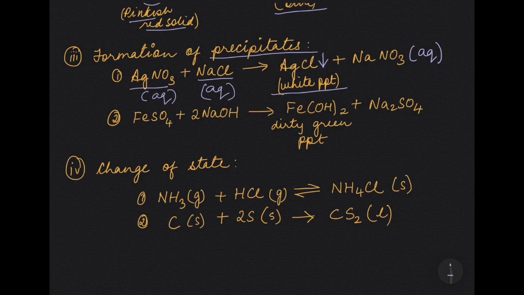Similarly, when ferrous sulfate is added to sodium hydroxide, both are aqueous again in water. They are both solutions. Okay. You will see the formation of a precipitate, a dirty green precipitate of ferrous hydroxide by down arrow, and sodium sulfate again, which is aqueous. That is, it is still in solution form.